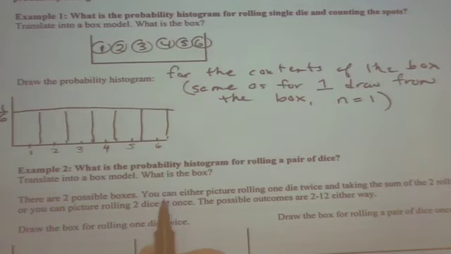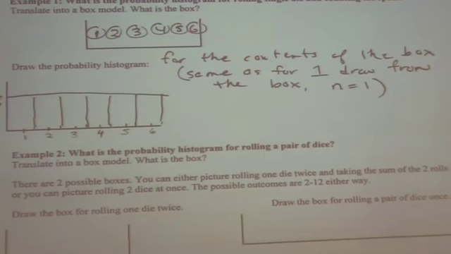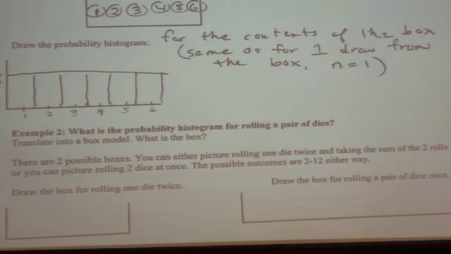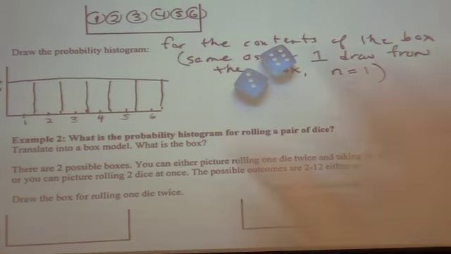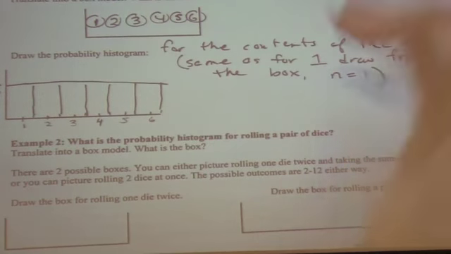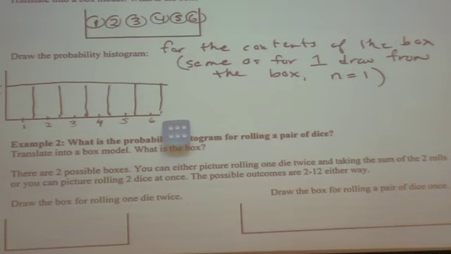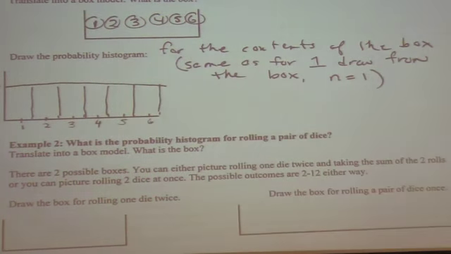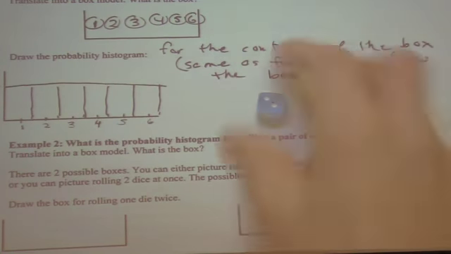All right, now what's the probability histogram for rolling a pair of dice? So let's translate that into a box model. Well, with a pair of dice, here's 2 dice. You can either think of them as rolling the pair or rolling 1, and we got a 6, and then rolling it again and adding those 2 numbers together. 6 plus 2 is 8.